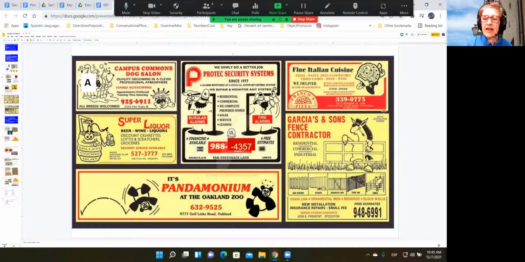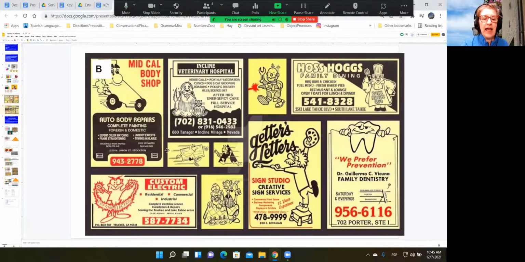Excelente. Muy bien. I'm going to take a turn with this top one. 3, 3, 9, 0, 7, 7, 5. Muy bien. Ay, hay más. There's more. Okay. Somebody give this one a go. Auto body repairs, mid-cal body shop. There we go. 9, 4, 3, 2, 7, 7 y 8. Bien, fantástico.